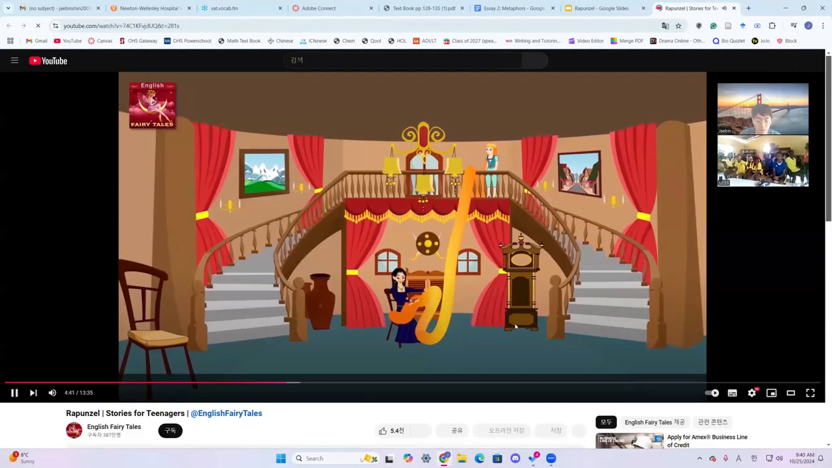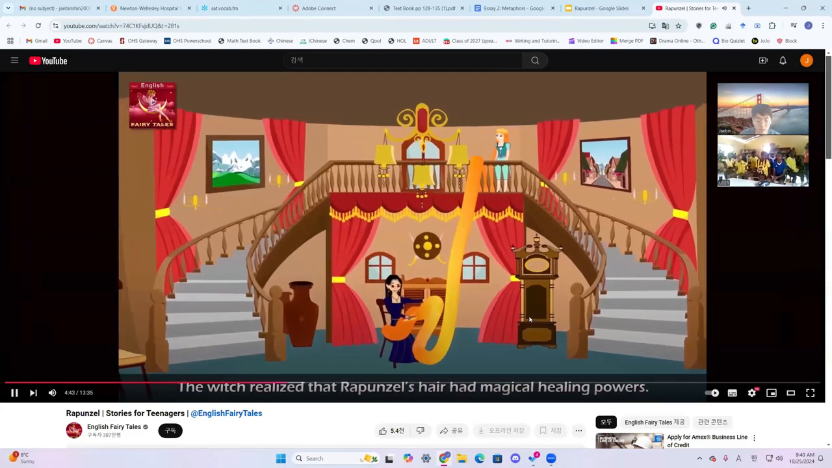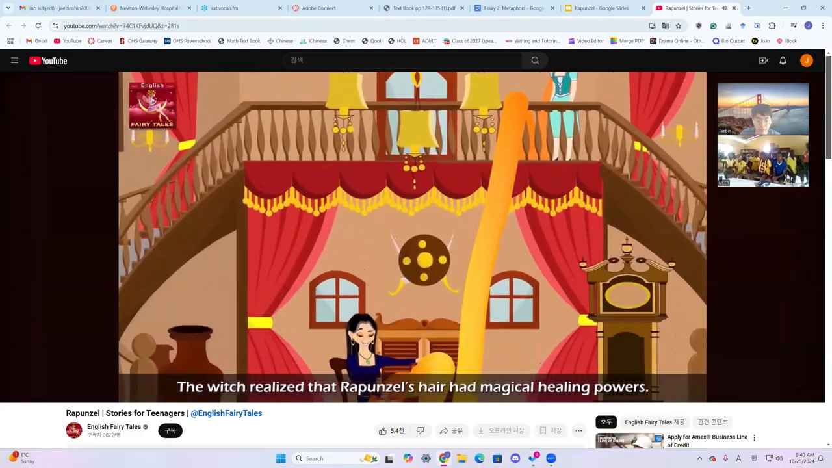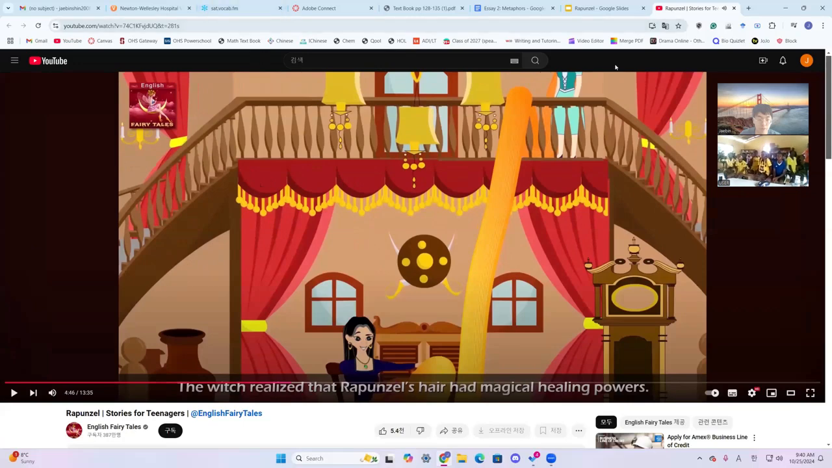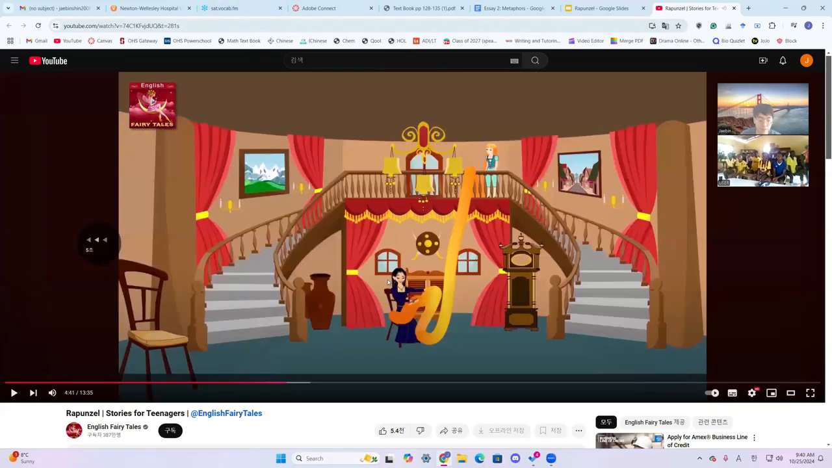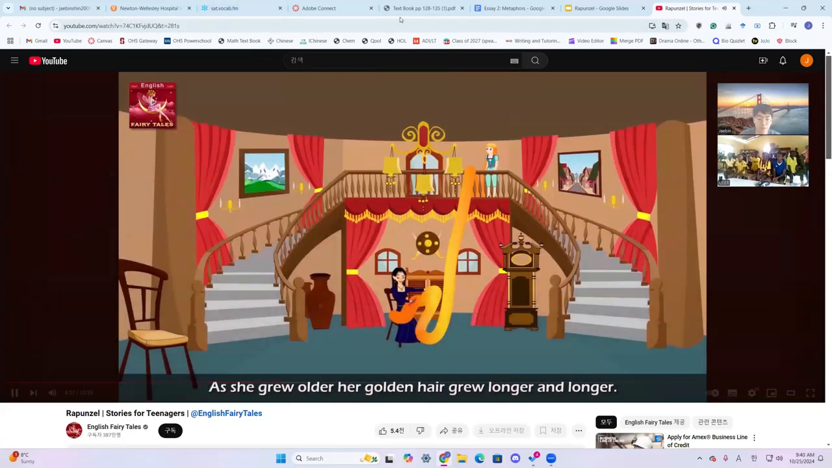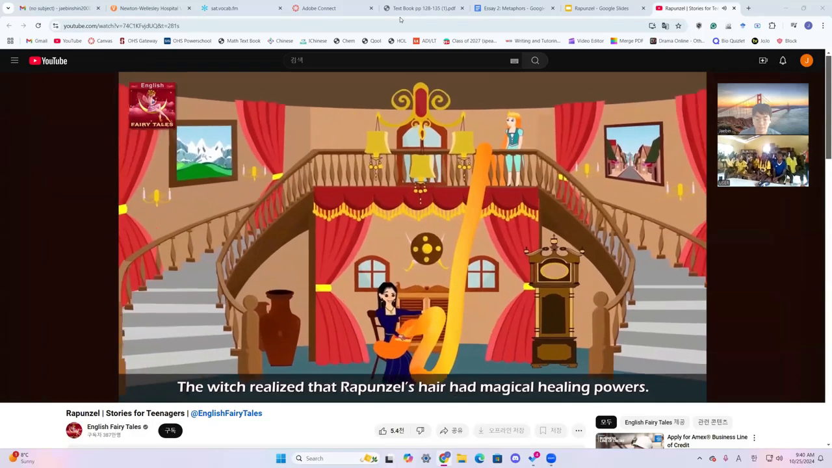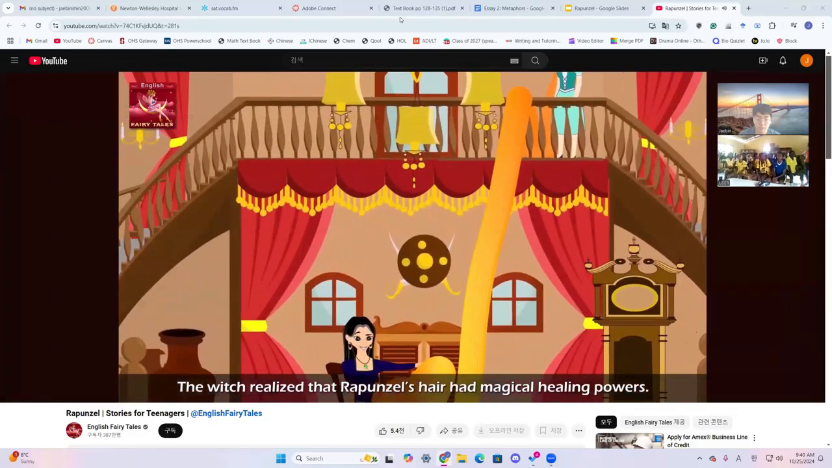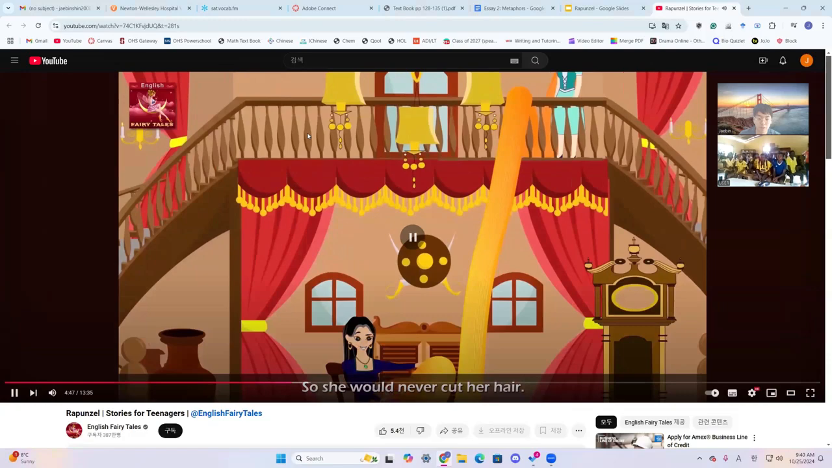So let's take a look. The witch realized that Rapunzel's hair had magical healing powers. As she grew older, her golden hair grew longer and longer. The witch realized that Rapunzel's hair had magical healing powers.